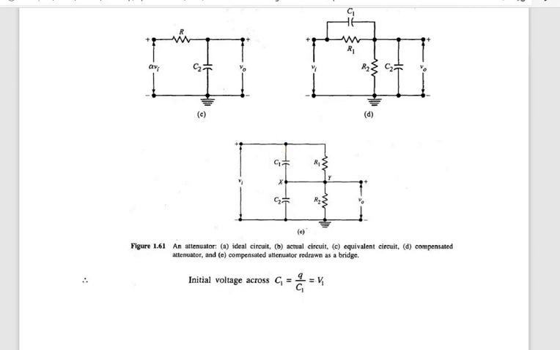So the initial voltage across capacitor C1 can be given as Q divided by C1, and that is equal to V1.